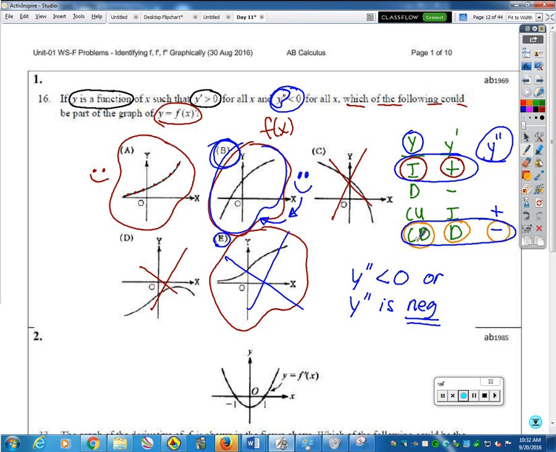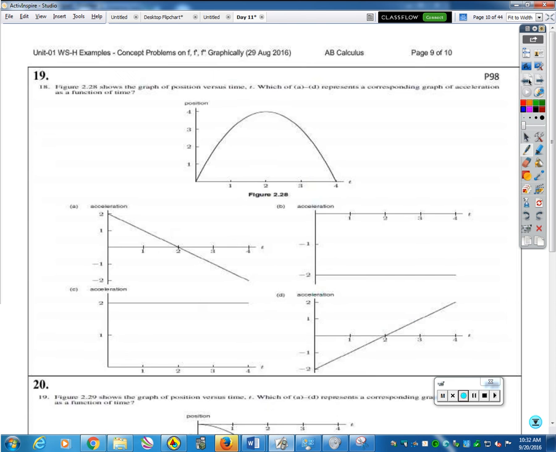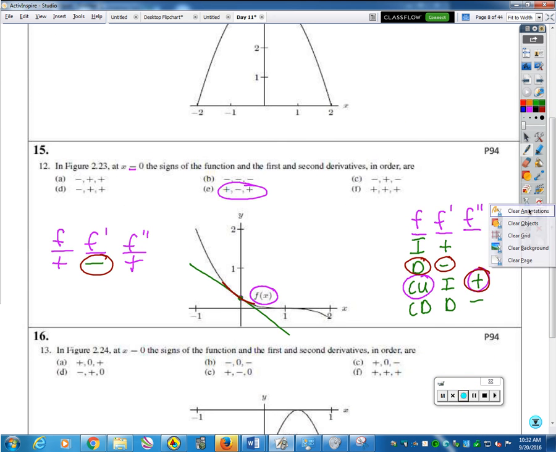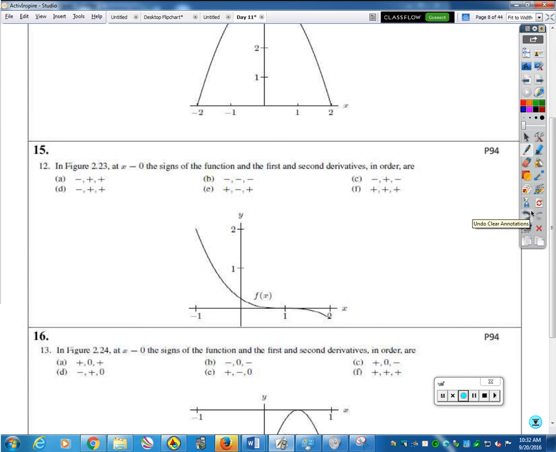Last thing before the bell. Go back to the green. Look at problem 15. Back to the green, look at problem 15, right? Back on the green, look at problem 15.